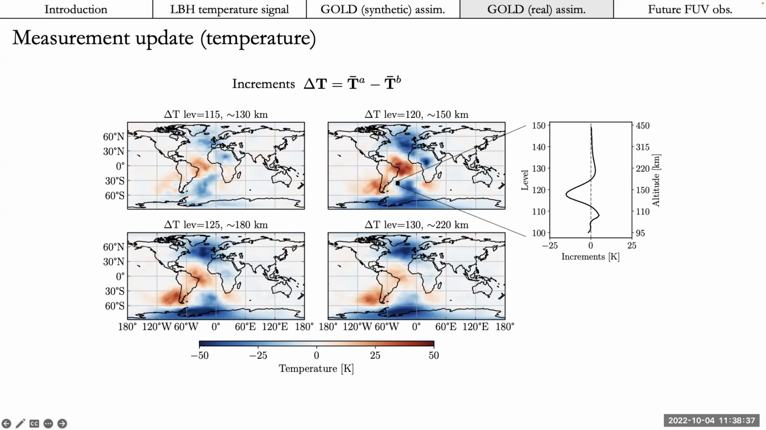the figure on the right shows what the increment profile looks like at one latitude, longitude point. And the vertical localization is apparent in this figure by the peak increment occurring around the peak of the LBH contribution function and tapering off in either direction. And in all these, we're using a Gaspari-Cohn localization function.